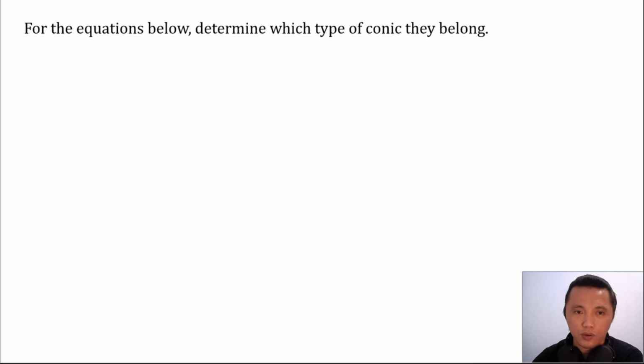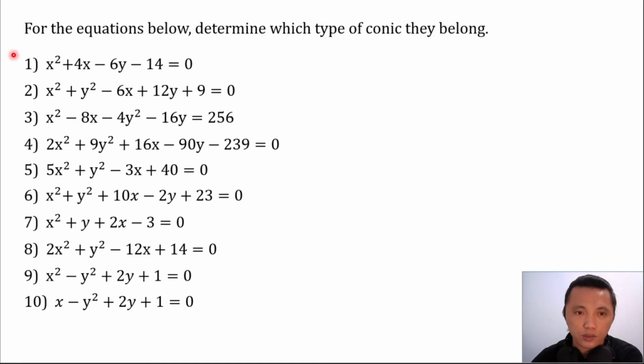Now we will apply the methods I've taught you earlier with a series of questions. For the equations below, determine which type of conic they belong to. Okay, and these are the equations. Number 1, you have x squared plus 4x minus 6y minus 14 equals 0. Notice that it's only x squared, so this is a parabola. Number 2, x squared plus y squared. You have x squared and y squared, same sign, same value.